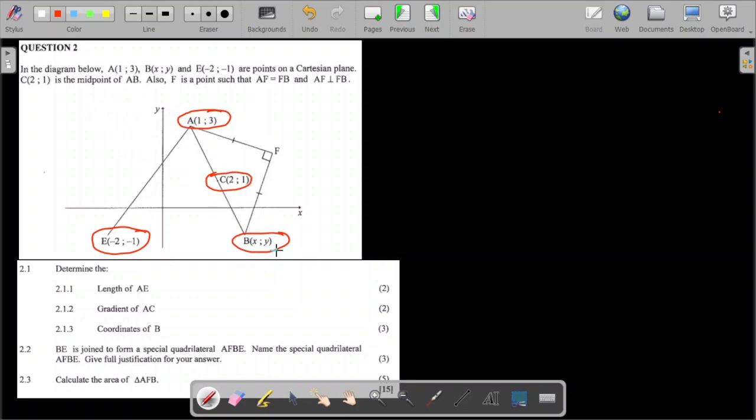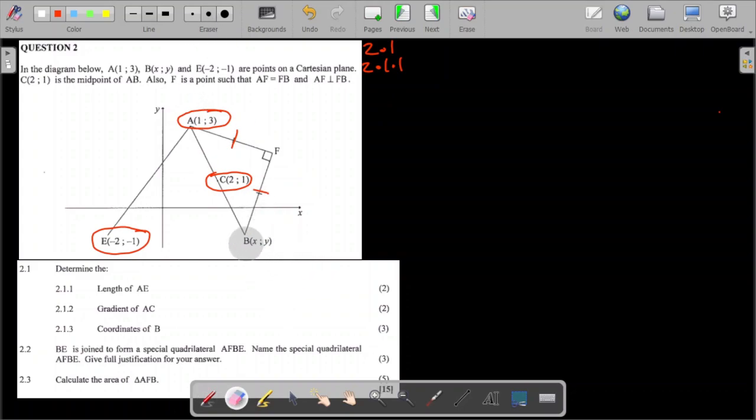Now, I assume that they're going to have us calculate the coordinates of B. So we're going to have to use this one and this one in order to calculate the coordinates of B, because they're telling us C is the midpoint of AB. And also, F is a point such that AF is equal to FB, so this side is equal to that side, and AF is perpendicular to FB, so that's why they give us 90 degrees there. This information is very important in order for us to answer whatever question they're going to ask, because they're not going to give us this information for no reason. So now let's get into 2.1.1.